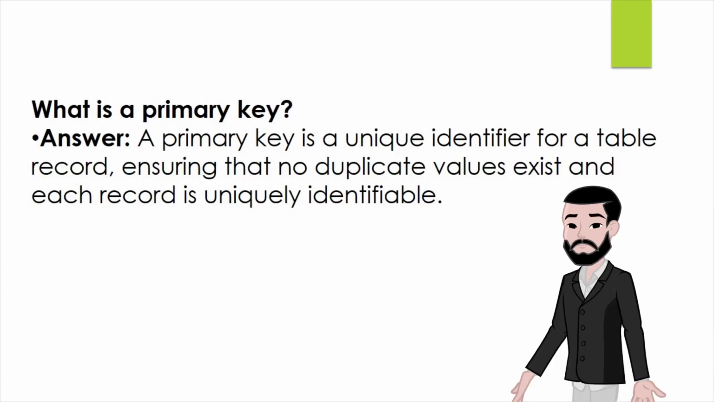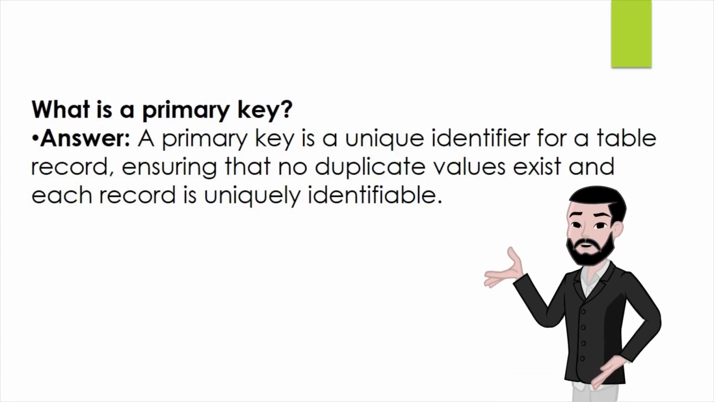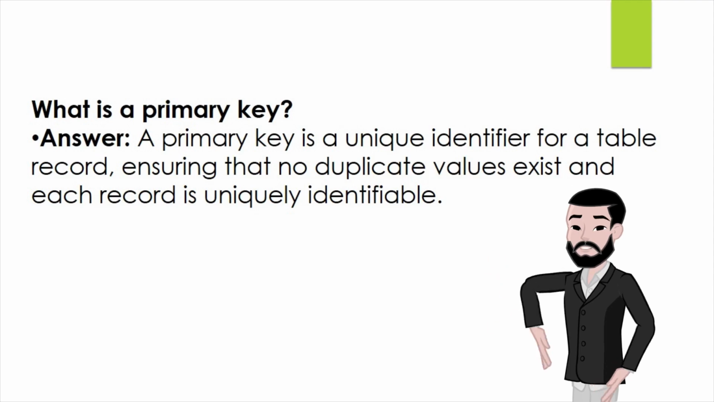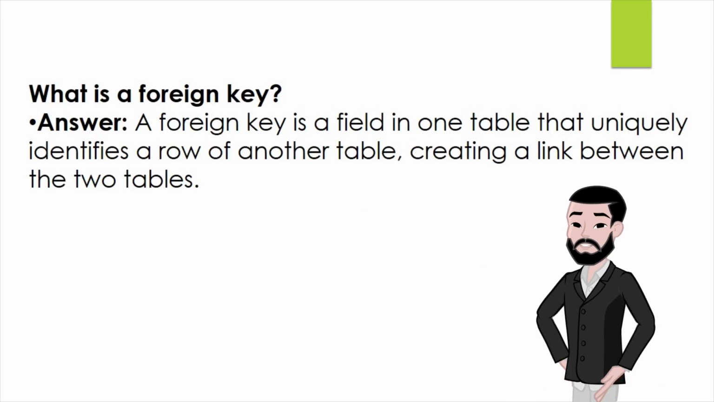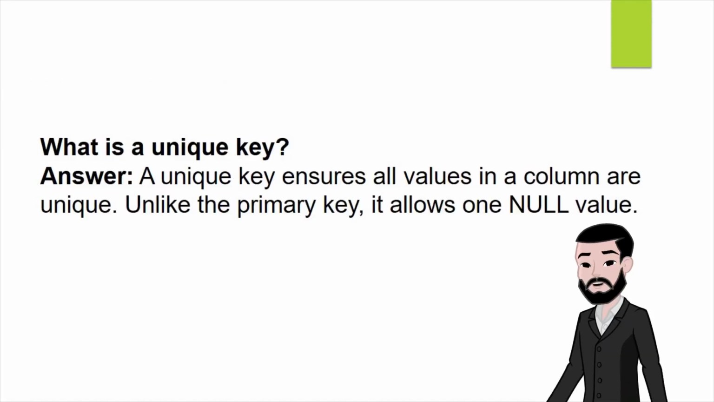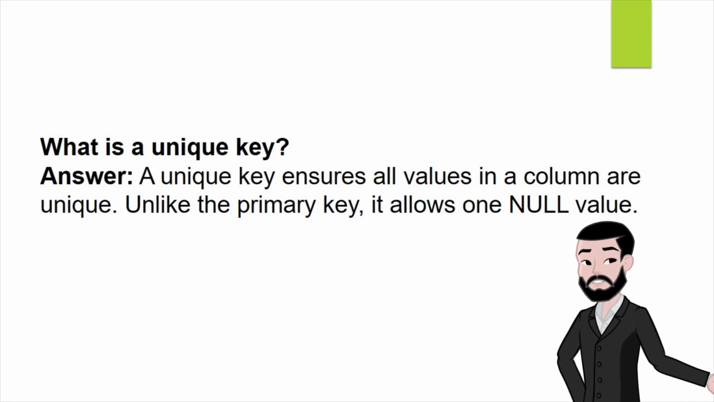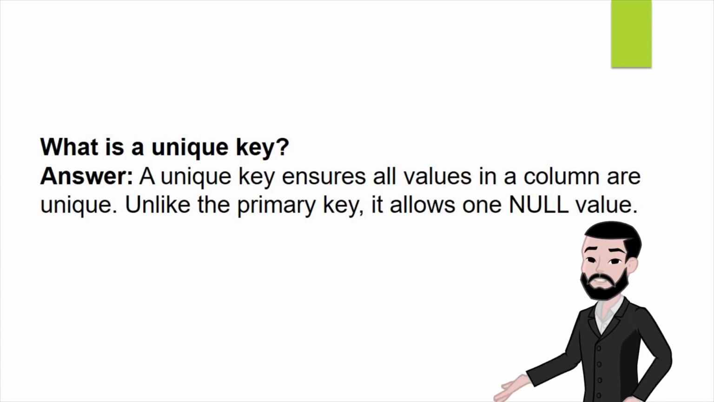What is a primary key? Answer: a primary key is a unique identifier for a table record, ensuring that no duplicate values exist, and each record is uniquely identifiable. What is a foreign key? Answer: a foreign key is a field in one table that uniquely identifies a row of another table, creating a link between the two tables. What is a unique key? Answer: a unique key ensures all values in a column are unique. Unlike the primary key, it allows one null value.